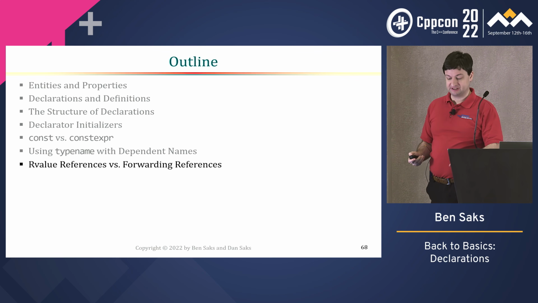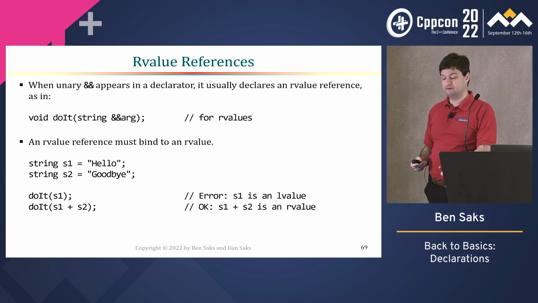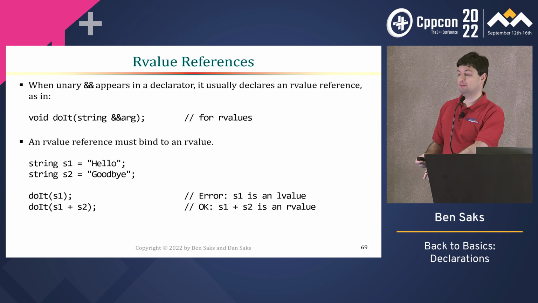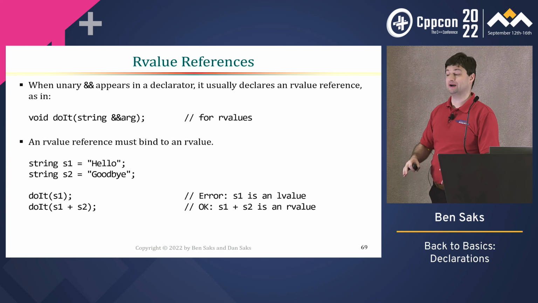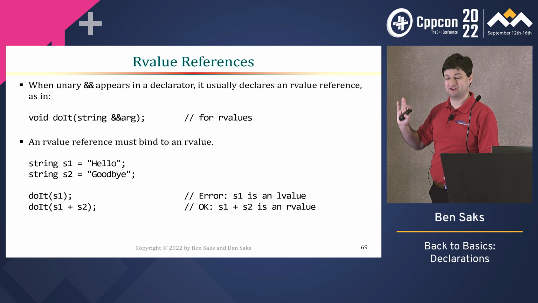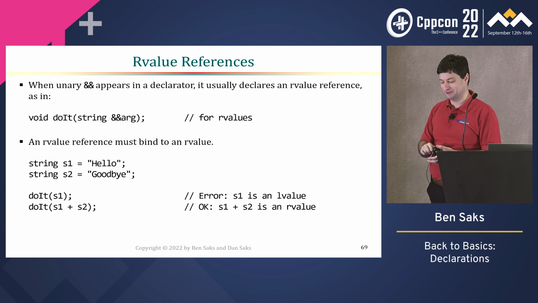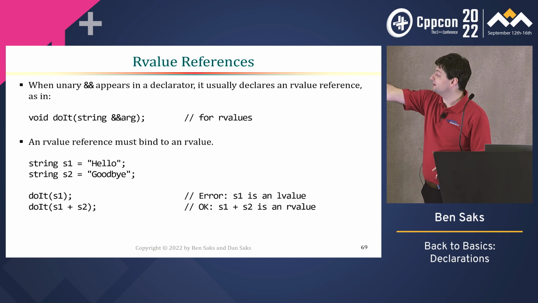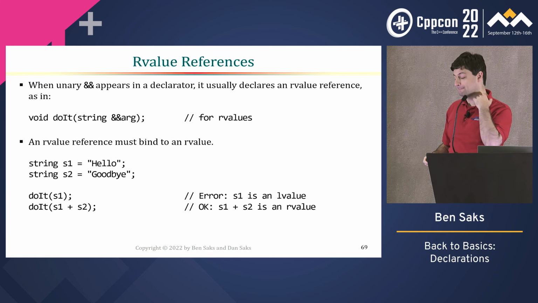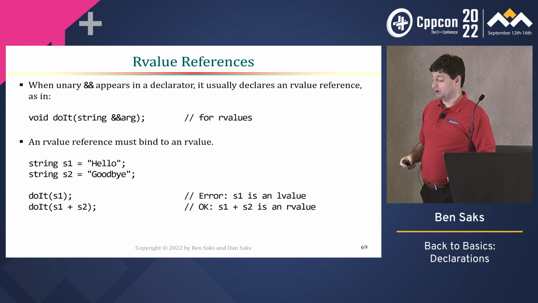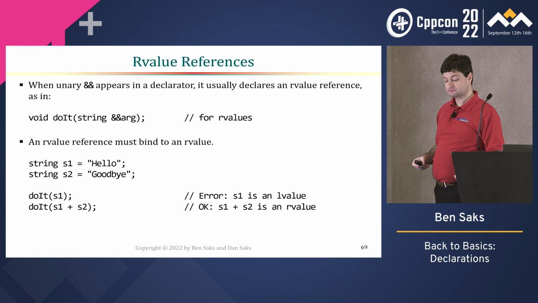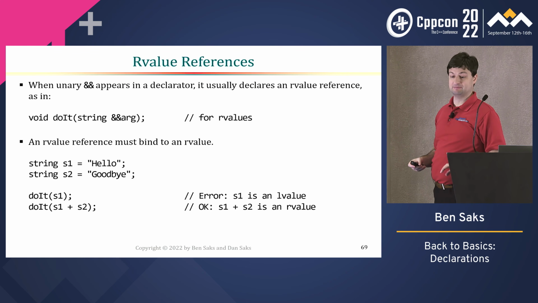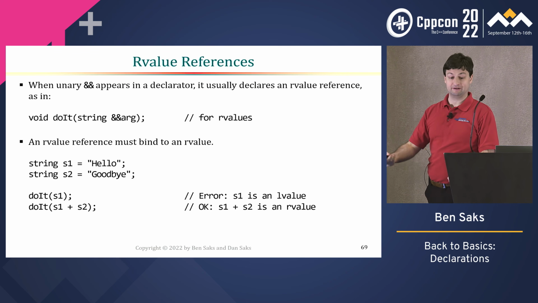Last section. I mentioned before that the double ampersand in a declarator usually means rvalue reference. Before I said it means rvalue reference. Now I'm going to qualify that statement a little bit. In a declaration like the doit function there, arg is being declared as an rvalue reference to a string. And an rvalue reference has to bind to an rvalue.